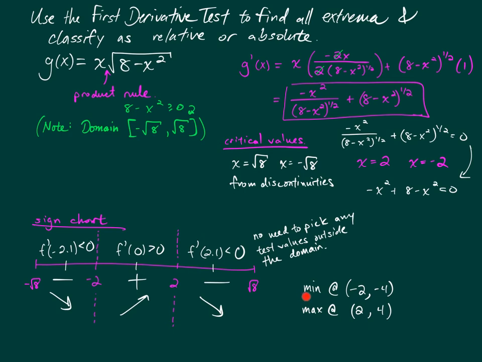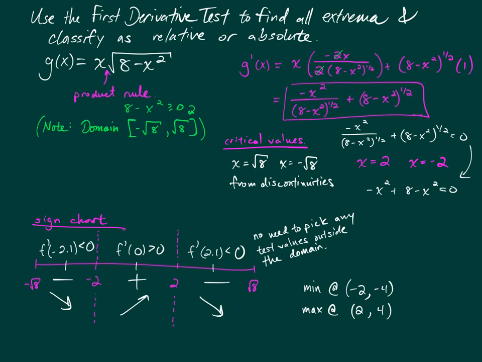And then I found the minimum because it went from decreasing to increasing, or the derivative went from being negative to positive. So that gave me a minimum, a relative minimum at negative 2, negative 4. And at positive 2, I know there's a maximum because it goes from increasing to decreasing, or the derivative goes from being positive to being negative. So that's how I know there's a relative maximum.